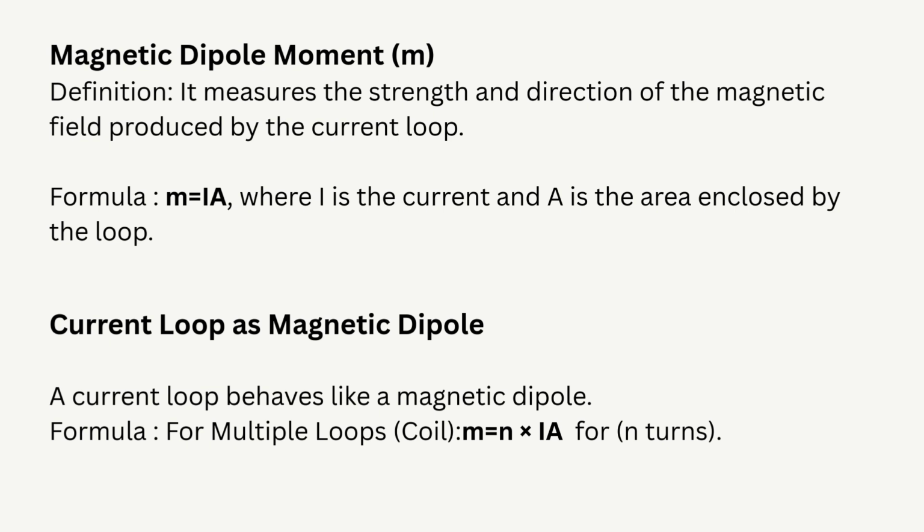Magnetic dipole moment. Definition. It measures the strength and direction of the magnetic field produced by the current loop. Formula. M equals I into A, where I is the current and A is the area enclosed by the loop. Current loop as magnetic dipole. A current loop behaves like a magnetic dipole. Formula. For multiple loops, coil, M equals N into I into A for N turns.